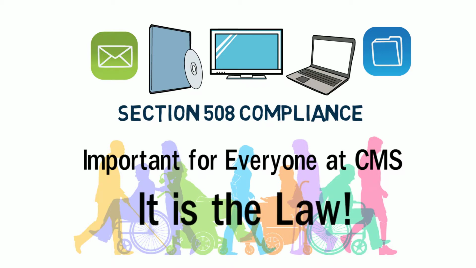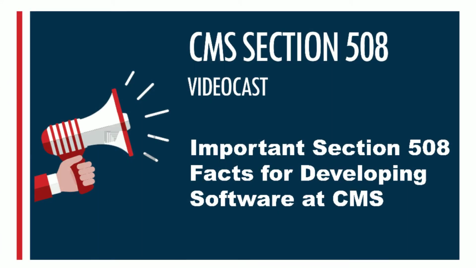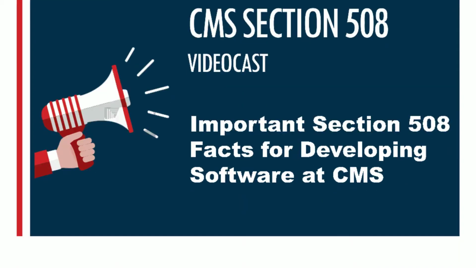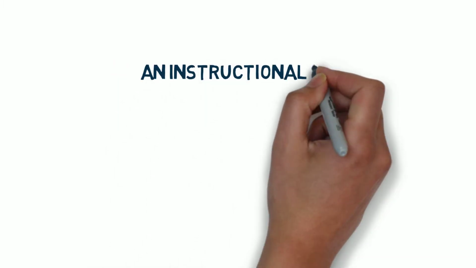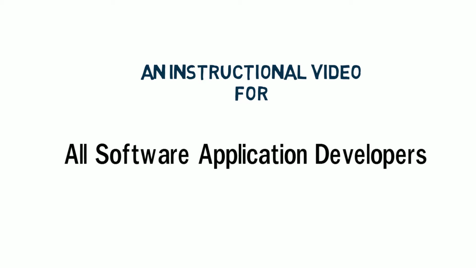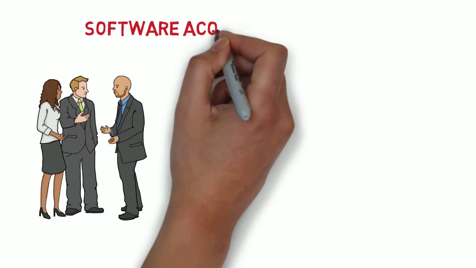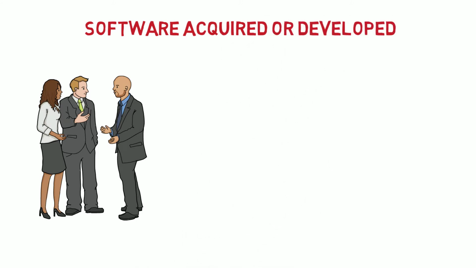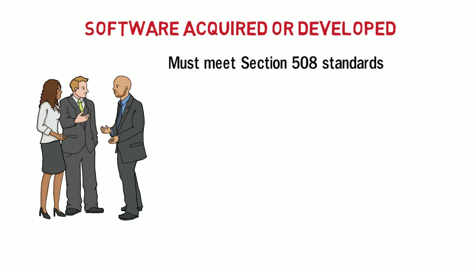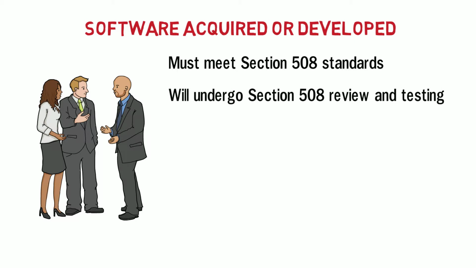The title of this video is Important Section 508 Facts for Developing Software at CMS, an instructional video for all software application developers. If you are acquiring or developing software applications for CMS, here are important facts to know about the CMS Section 508 testing and approval process. All information technology procured or developed under contract must meet applicable Section 508 standards. All applications will undergo Section 508 review and testing to determine if standards are met or if remediation is required.